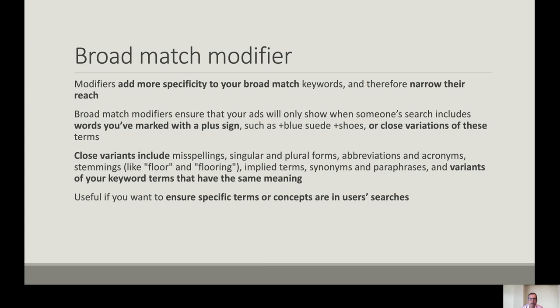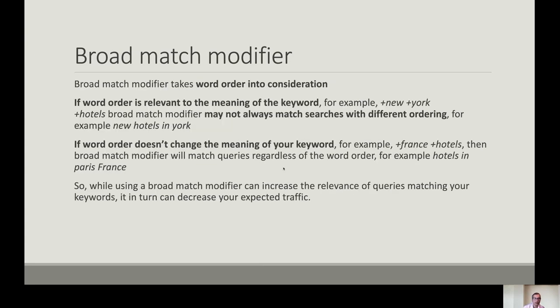So whenever you want to include some specific terms or concepts, and you want to ensure that these terms or concepts are included specifically in user searches, then you want to indicate a broad match modifier on those words in the keyword that you have. Okay. Now, another important concept about broad match modifier is that it takes word order into consideration, right? Specifically if the word order is relevant to the meaning of the keyword.